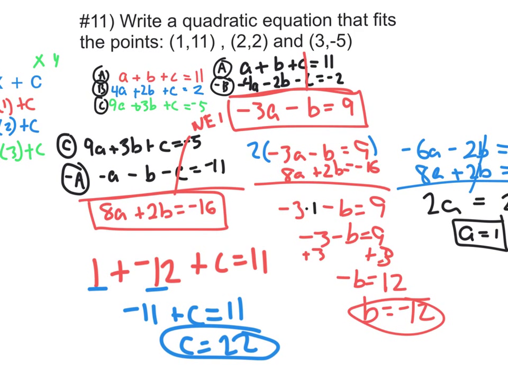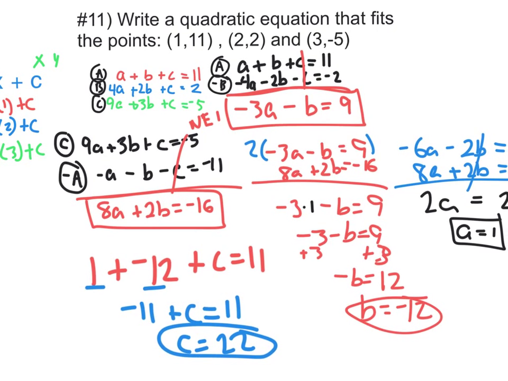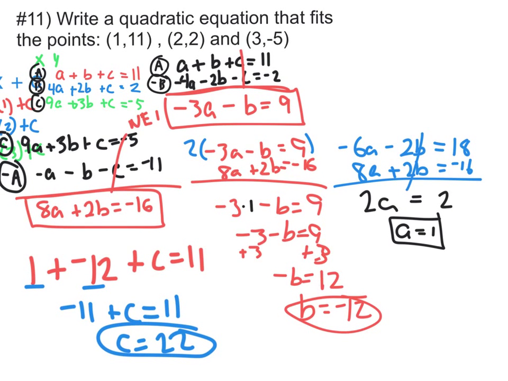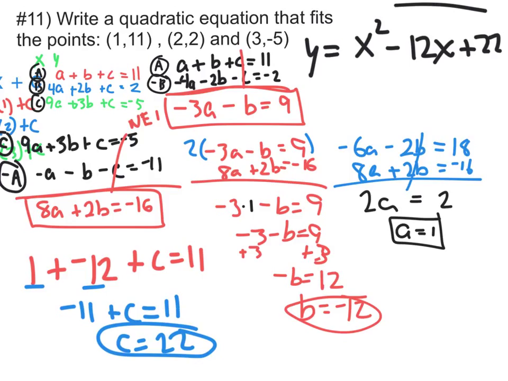So I have my three answers, A, B, and C, but you're not supposed to write those answers on your answer spot. What you're supposed to do is write the quadratic equation with those A, B, and C values. So let me show you what the answer would look like. So the answer will be y equals ax squared, which is just 1x squared, plus bx, which is minus 12x, plus c, which is plus 22. And ladies and gentlemen, that is the quadratic equation that crosses through these 3 points.